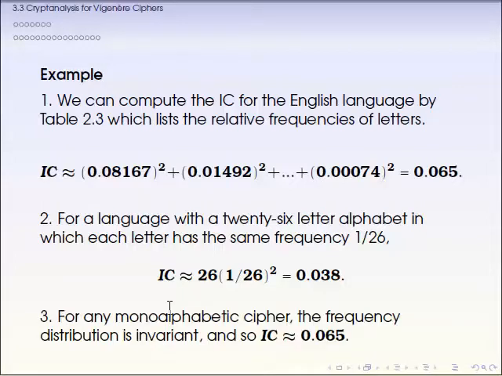So if you have a monoalphabetic cipher, then the frequency of the letters in that ciphertext must be the same as these results, the frequency of the regular plaintext letters. So the IC for that monoalphabetic cipher should be very close to this one.